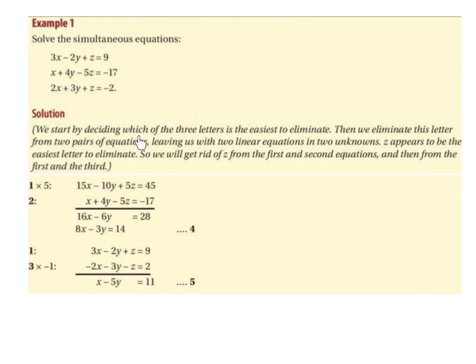We start by deciding which of the three letters is easiest to eliminate. Then we eliminate this letter from the two pairs of equations, leaving us with two linear equations and two unknowns.